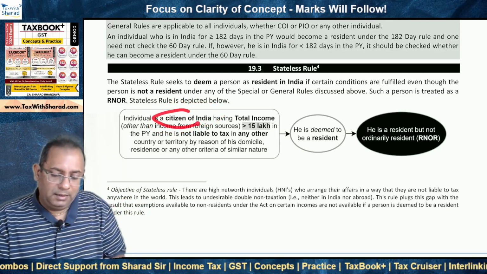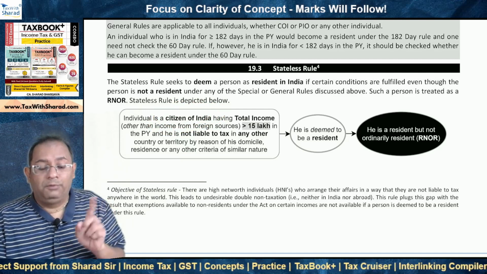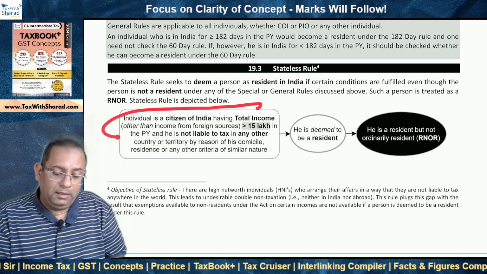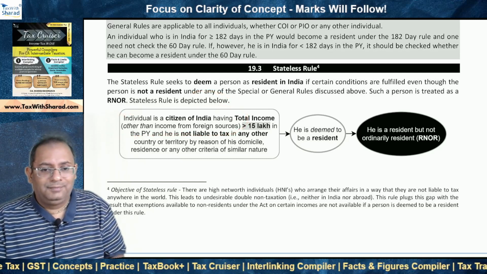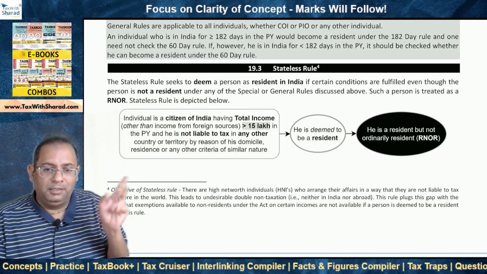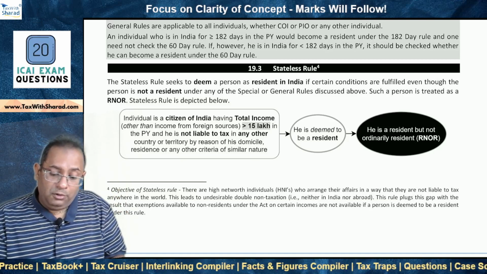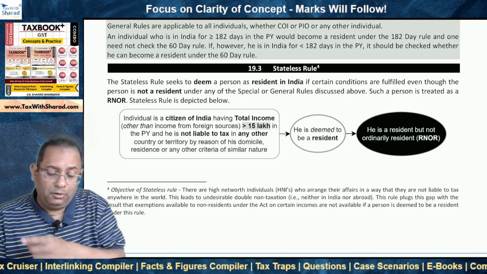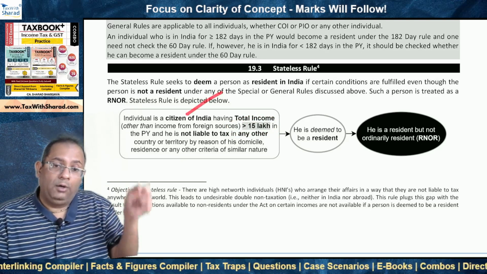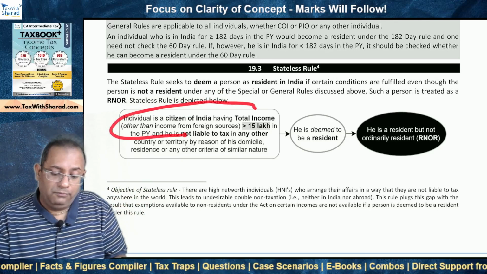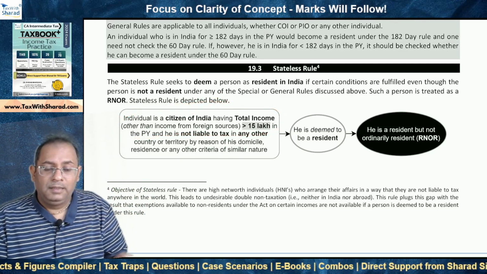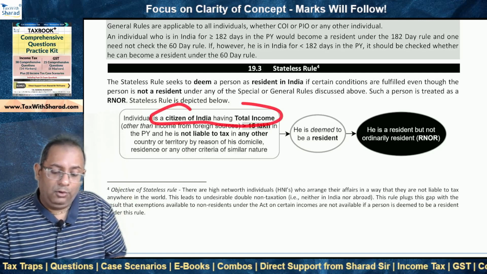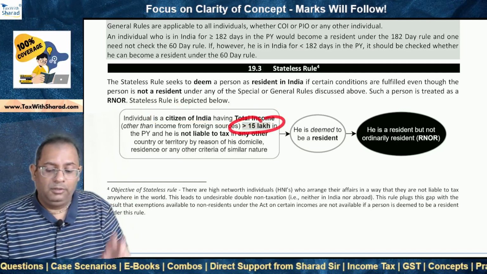So a citizen of India is covered, and here also you need to compute what? Just like visit rule and visit and income rule, you need to compute total income other than income from foreign sources, which we discussed some time back under the special rules, and it should be greater than 15 lakh. Same under the visit and income rule. Under the visit and income rule also, the person should be a citizen of India or a PIO having total income other than income from foreign sources more than 15 lakh. Similar in the case of stateless rule, but PIO is not applicable. Citizen of India having total income other than income from foreign sources more than 15 lakh.